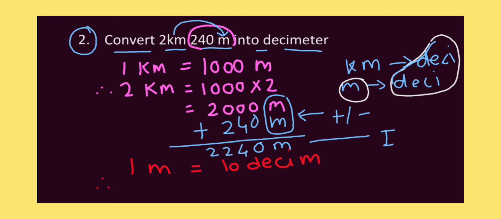So therefore, 2240 meter is equal to how much decimeter? Write down your answer in the comment box.